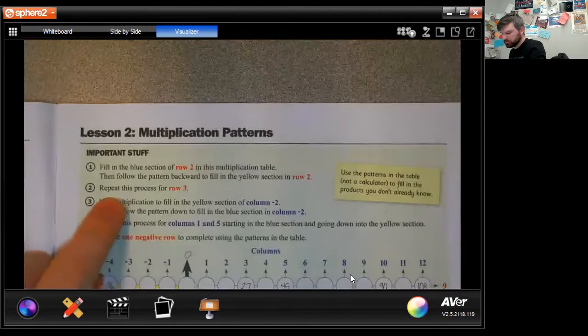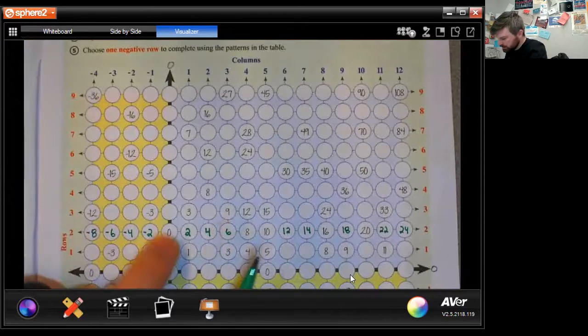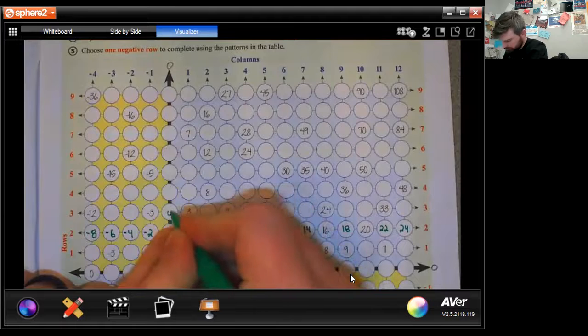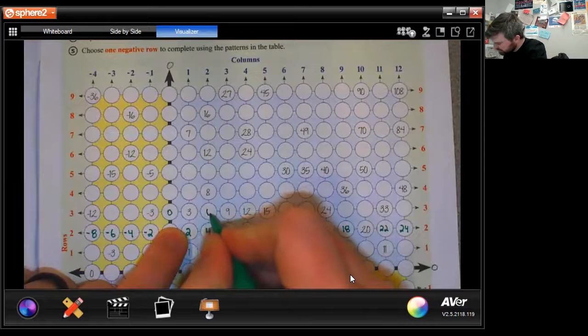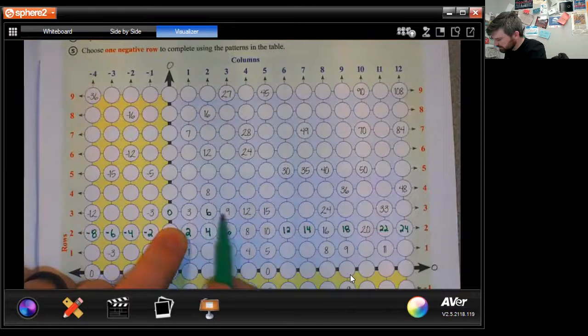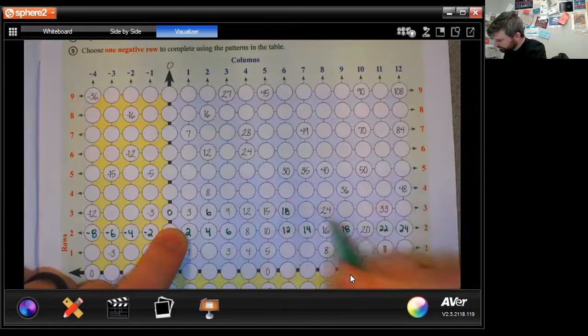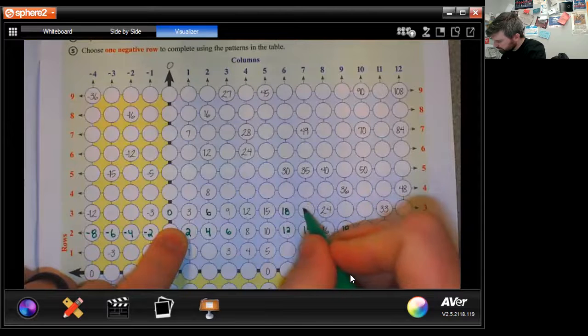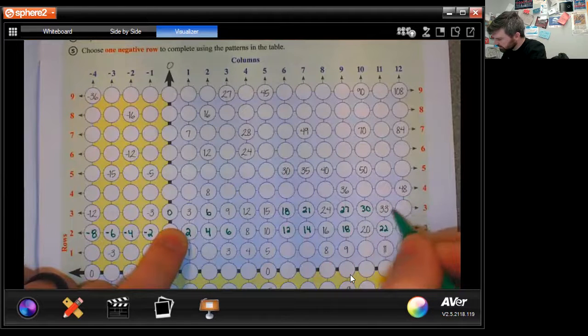Step 2 here says repeat the process for row 3. So here's row 3. We're going to start here. 3 times 0 is 0. 3 times 1 is 3. 3 times 2 is 6. Now let's look for a pattern. 3, 6, 9, 12, 15. That's just going up by 3. Then we get 18, 21, 24, 27, 30, 33, then 36.